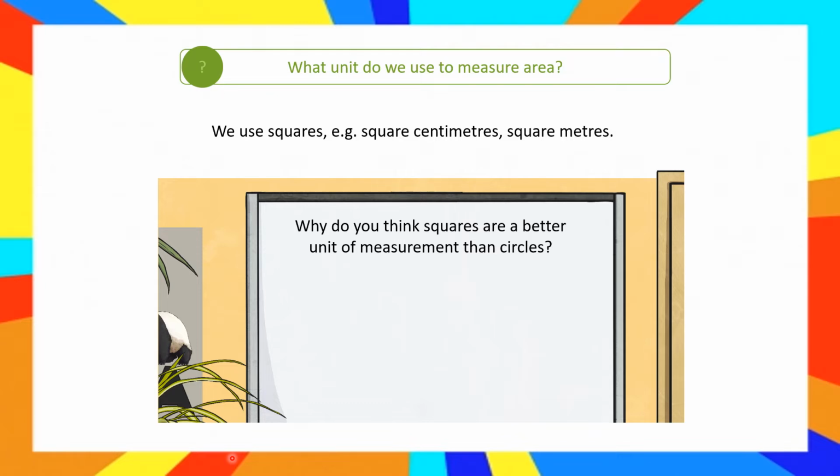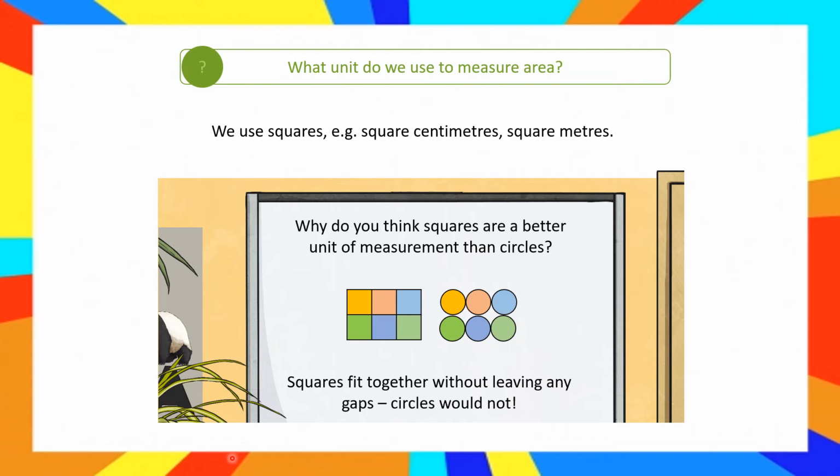Now, why do you think squares are a better unit of measurement than circles? Squares fit together without leaving any gaps. Circles would not. We need to know the entire area covered within a boundary. We use squares because there will be no space left. But when we use circles, as you can see, we will have spaces in between and it will not give us an accurate measurement. That's why we use square centimeters.